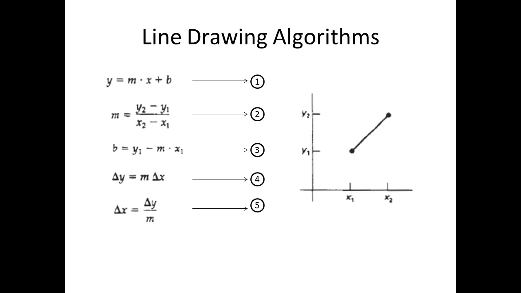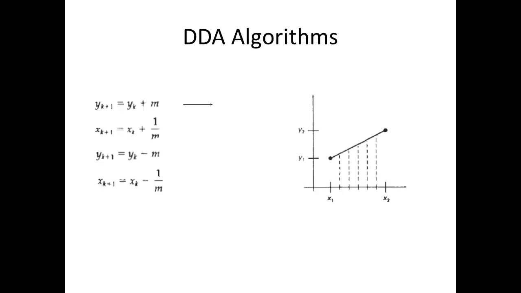On raster systems, lines are plotted with pixels, and step sizes in the horizontal and vertical directions are constrained by pixel separations.